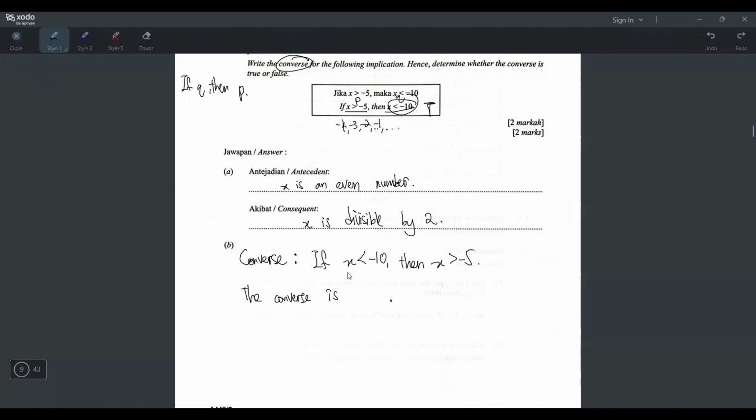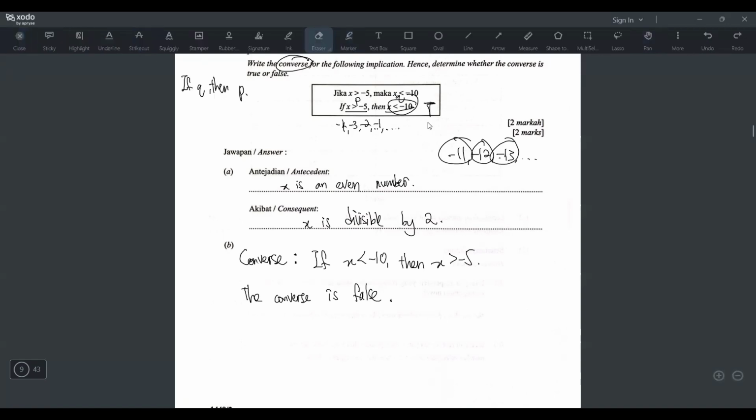Think about this. If a number is smaller than -10, it means like -11, -12, -13. These are all numbers that are smaller than -10, and they are saying that all these numbers are automatically bigger than -5. Is this true? No. The answer is no. Because if you're smaller than -10, then you won't be bigger than -5. Tak ada satu number yang smaller than -10 but bigger than -5. Tak ada satu number yang macam tu, right? So the converse is false. So that's the answer.